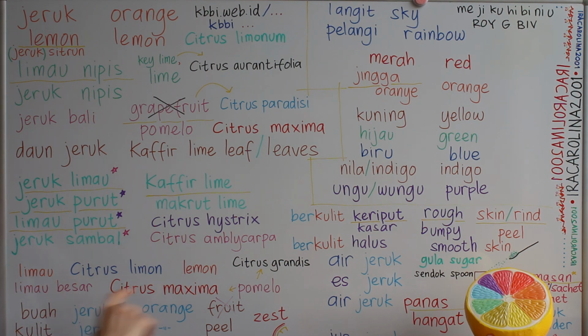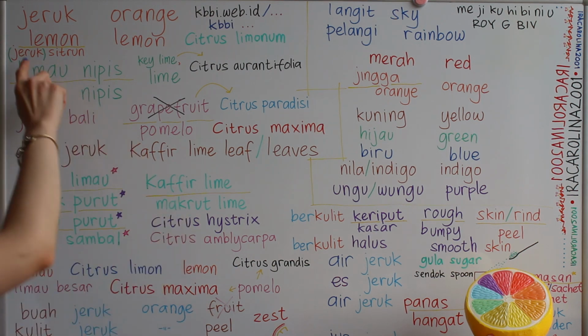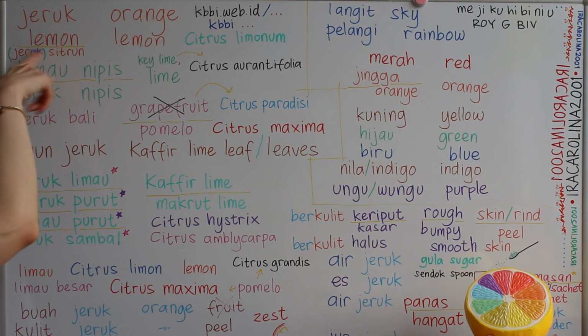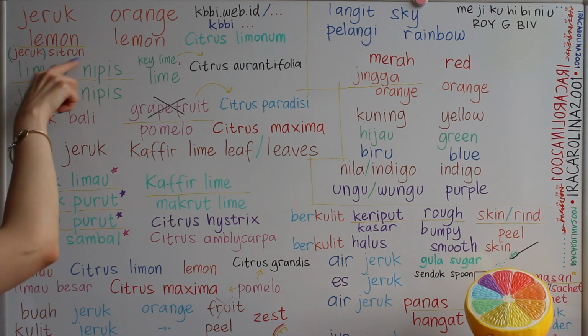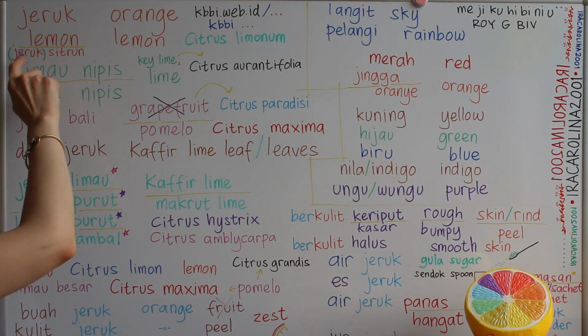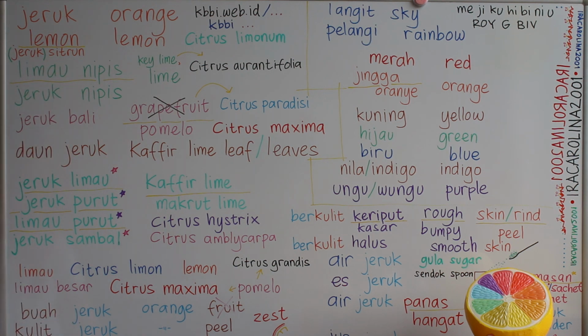Limau, lemon. The common one is lemon. Or citrun or jeruk citrun. But based on KBBI, it's also limau. Citrus limon.